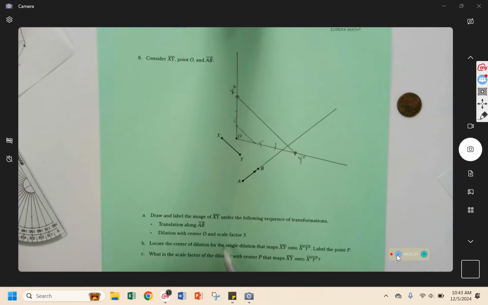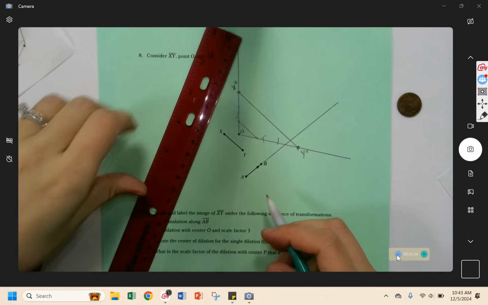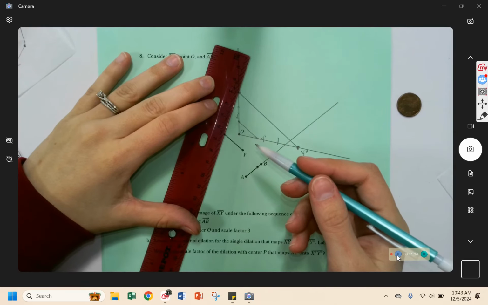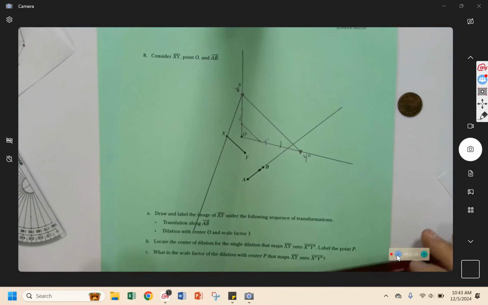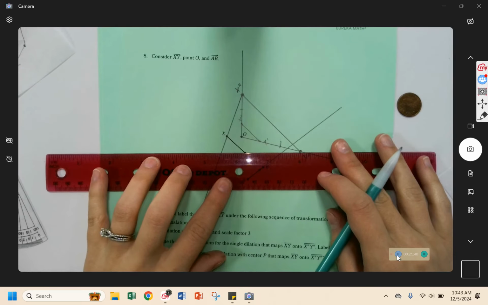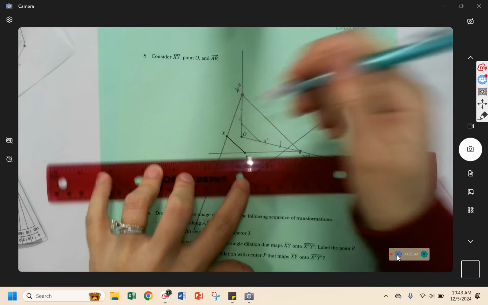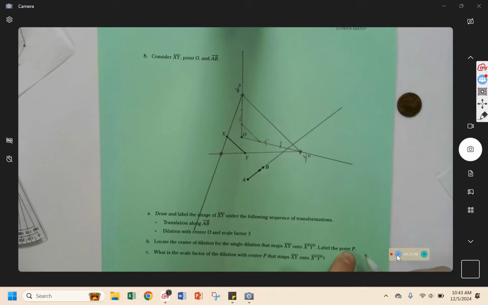B. Locate the center of dilation for the single dilation that maps the original to X double prime, Y double prime. So if we were to connect X to X double prime, we're looking for a place where those lines intersect to find the center of dilation if it was just one dilation. And so here we would have that center of dilation, and it says to label it with point P.